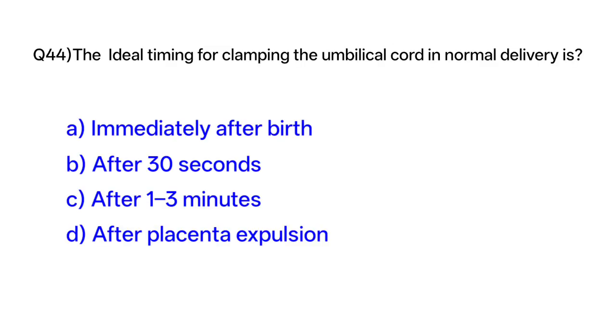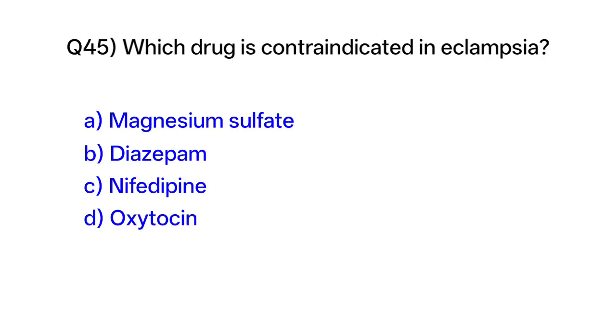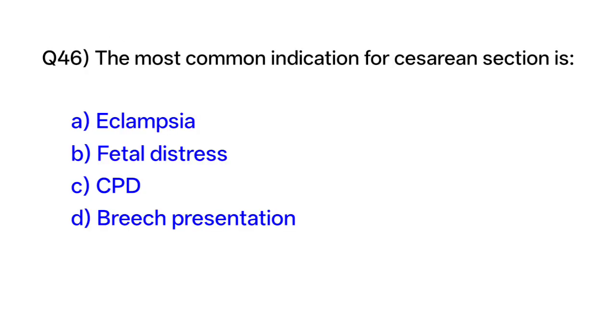Question number 44. The ideal timing for clamping the umbilical cord in normal delivery is. The correct option is C, after 1 to 3 minutes. Question number 45. Which drug is contraindicated in eclampsia? The correct option is D, oxytocin. Question number 46. The most common indication of cesarean section is. The correct option is B, fetal distress.